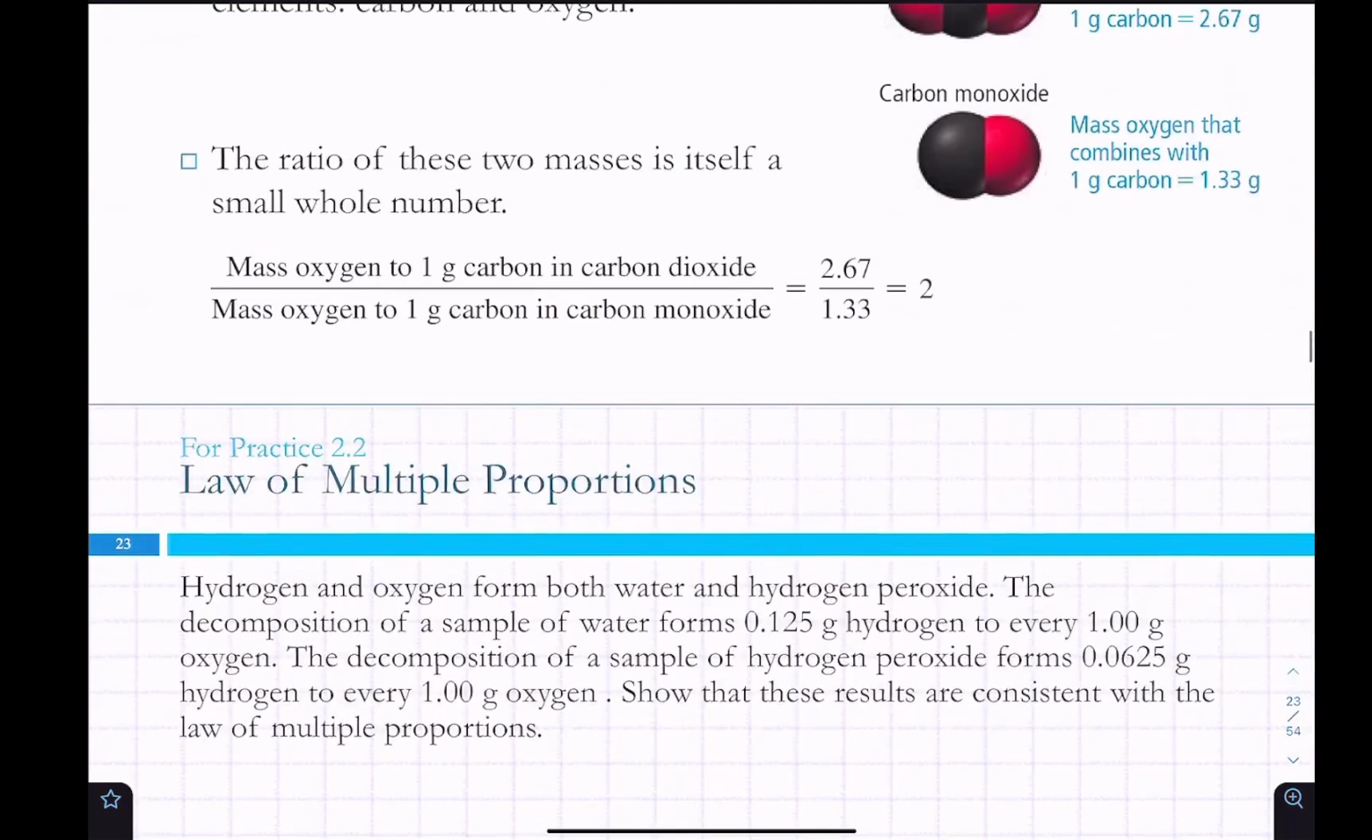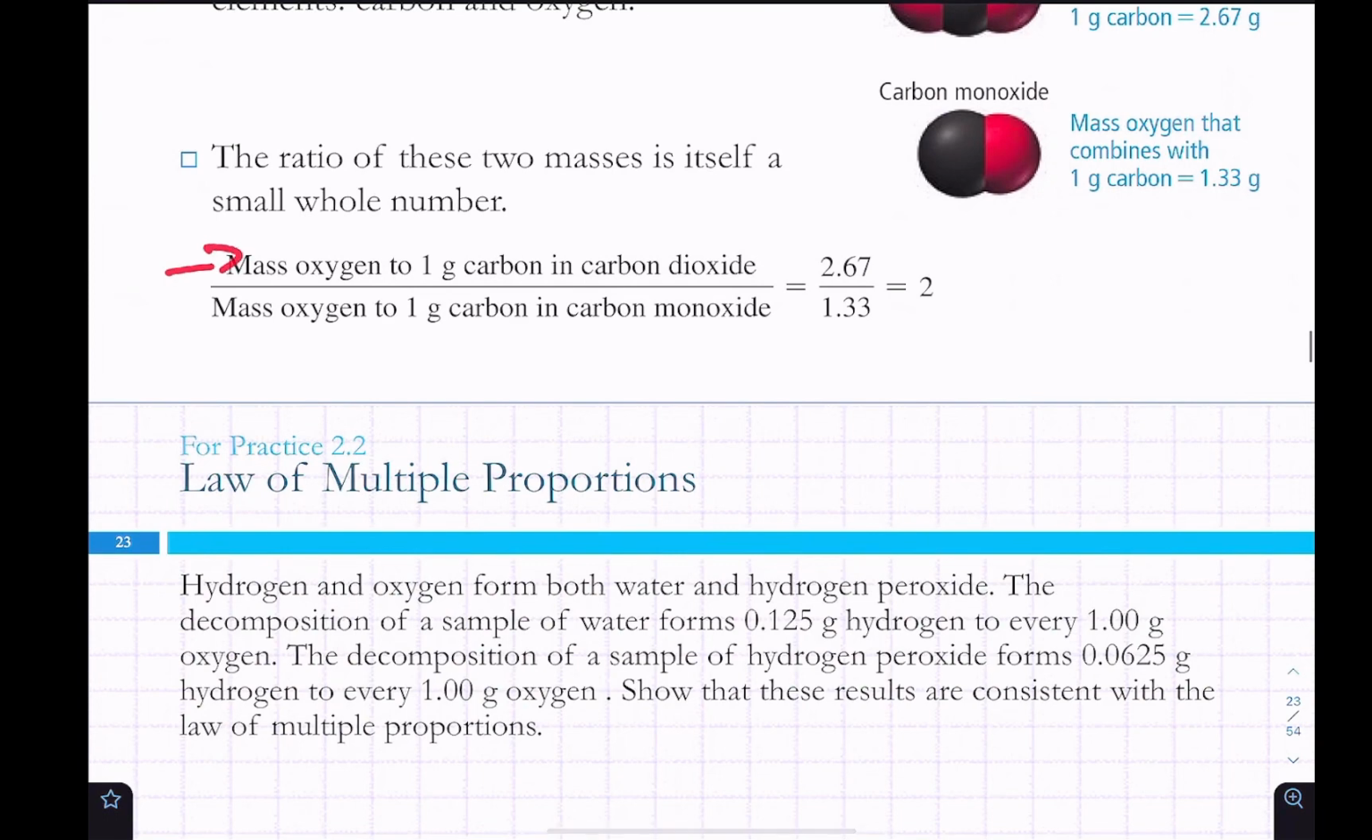Sorry, I kind of glossed over this. So it's the ratio of the mass of oxygen to carbon for carbon dioxide divided by the ratio of the mass of oxygen to carbon in carbon monoxide. Dividing those two will give you a whole number. So there's twice as much mass of oxygen in carbon dioxide than there is in carbon monoxide.